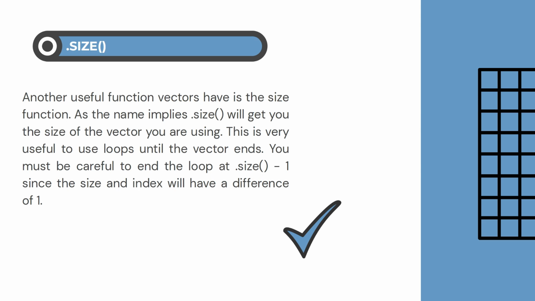So another useful function for vectors is the size function. This is useful because, as the name implies, dot size will get you the size of the vector you are using. It's useful for checking to see when you should end the loop and stuff like that. But you have to be careful because dot size will give you the amount of elements in your vector, but your indexes are always going to be minus 1, like your last index.